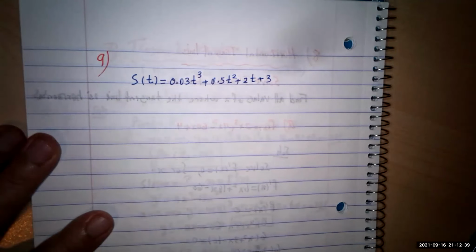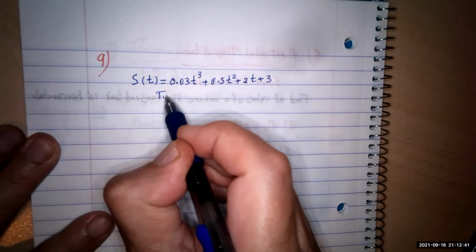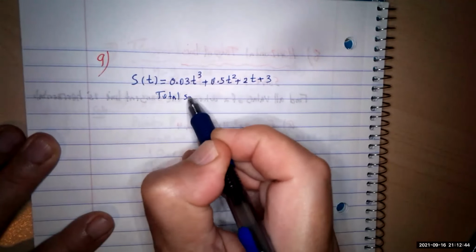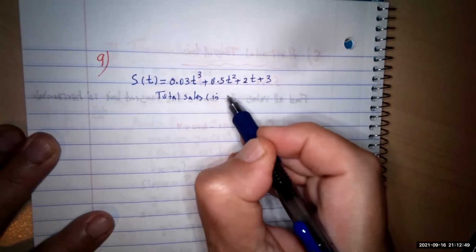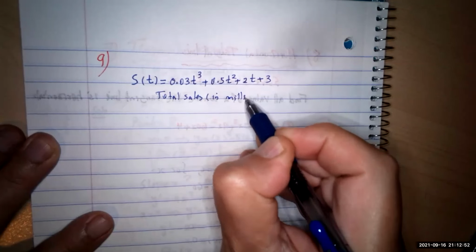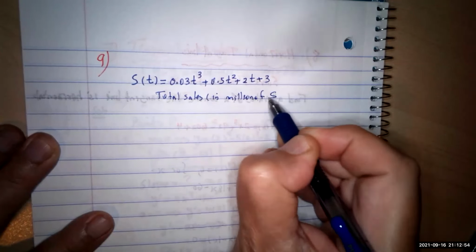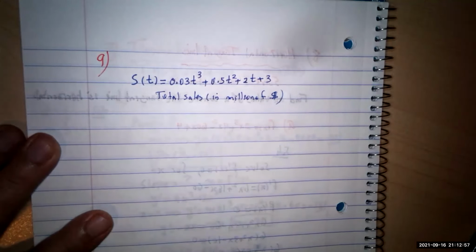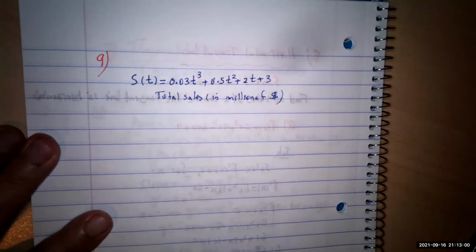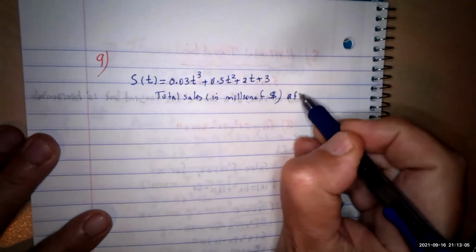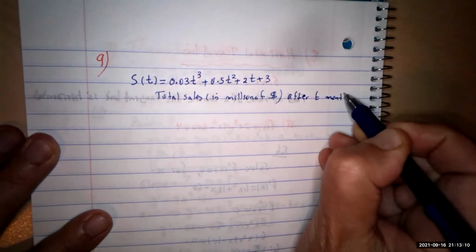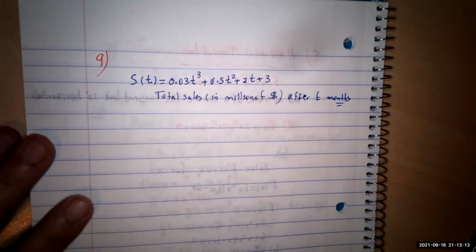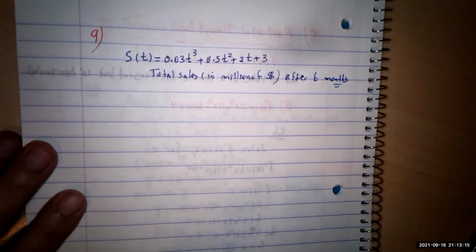You see what this is? This is the total, the sales of the company, in millions of dollars, after T months. T months from now. So T is the time in months and S of T is in millions of dollars.